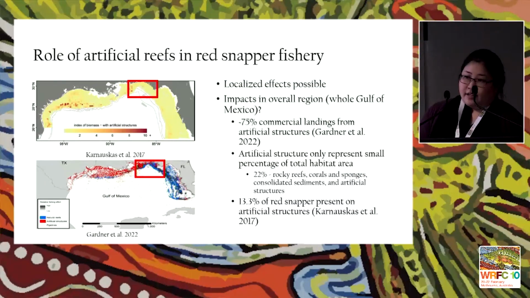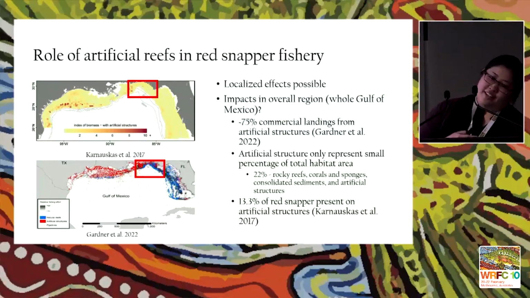So we see that in some scenarios, increased catch and also spawning biomass are possible. But if you go out to a larger scope, what does that actually mean for the whole Gulf of Mexico? There was a study done with our fisheries that looked at commercial landings, and they found that localized effects do matter in the commercial landings.